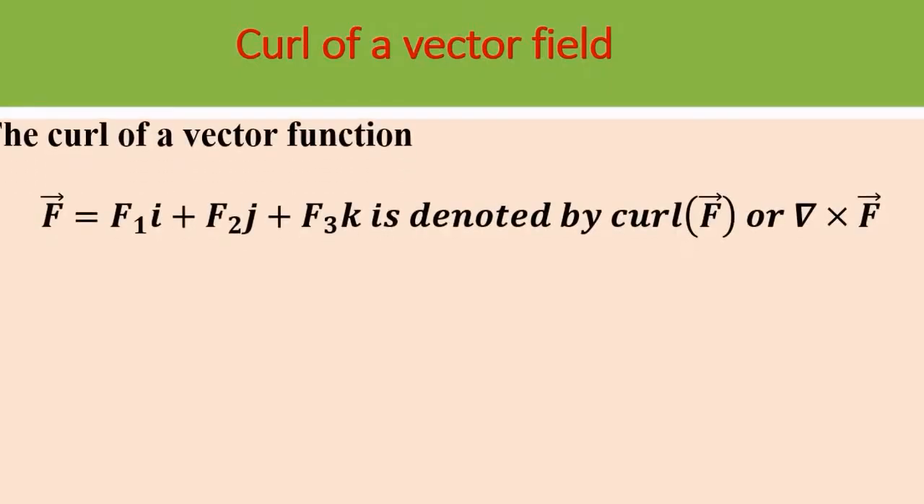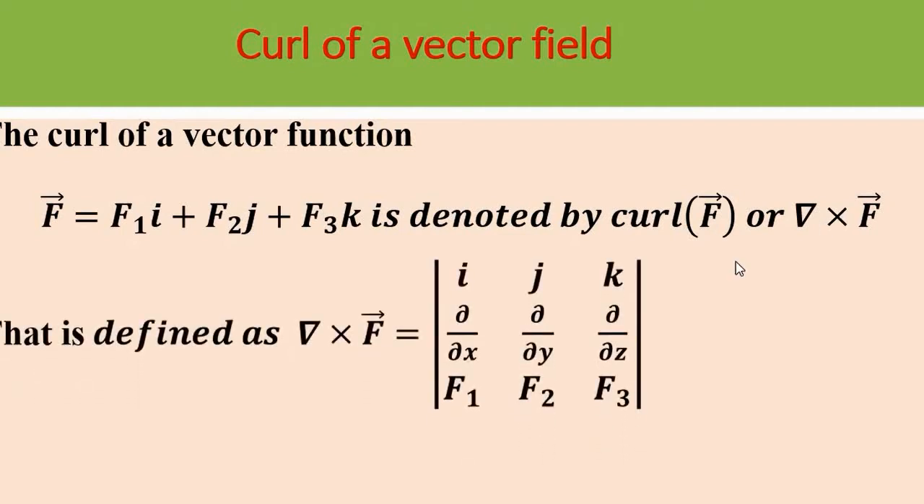See here we have taken F vector is equal to f1 i plus f2 j plus f3 k, and the curl of the vector point function F is denoted by curl F or del cross F. This del cross F is again defined as the determinant i, j, k, ∂/∂x, ∂/∂y, ∂/∂z, f1, f2, f3.